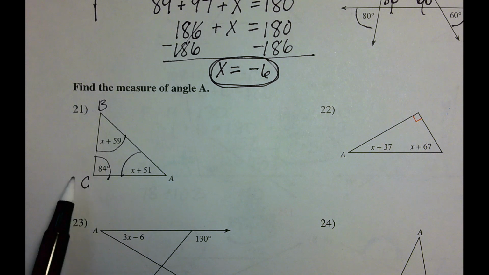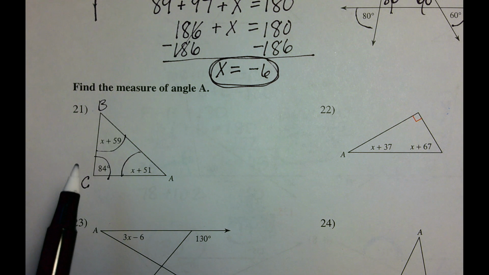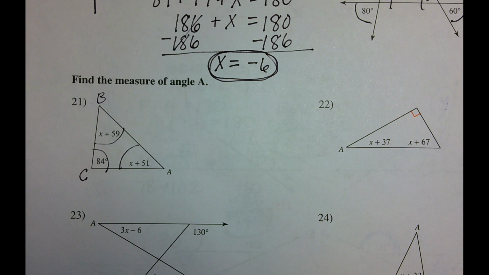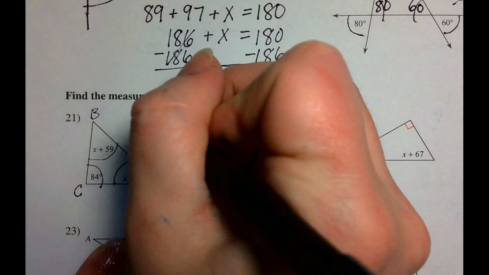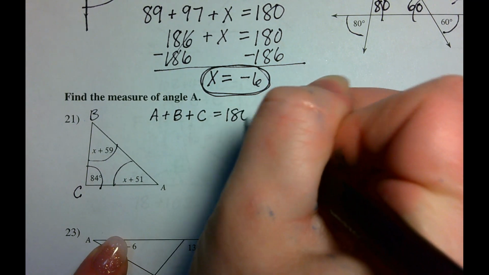So I only actually know the measure of angle C. A and B, we're going to have to find. Now, there's no way to tell for sure what exactly these angle measures are until we set up a big equation and figure it out. So what is the equation we're used to writing for solving for angles? A plus B. Yes. So let's just start with that. A plus B plus C equals 180.